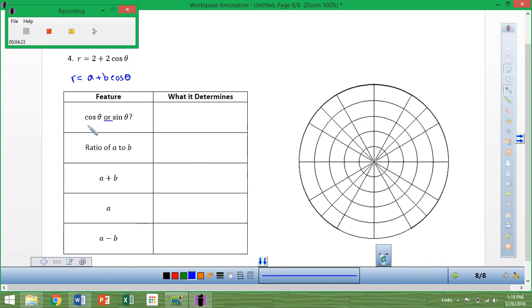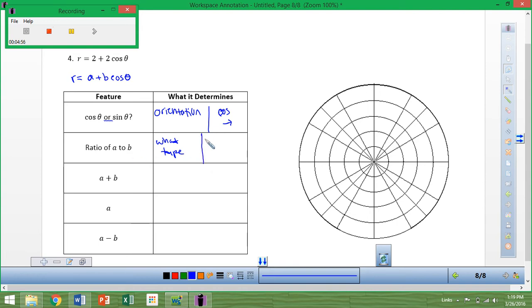So the first thing is, is it cosine or sine? Again, that's going to determine the orientation. And since this one is cosine, that means it's going to be oriented to the right or to the left and not up and down. The ratio of A to B is going to determine what type of limaçon you have. Is it a cardioid? Does it have an inner loop? Is it dimpled? What is it?